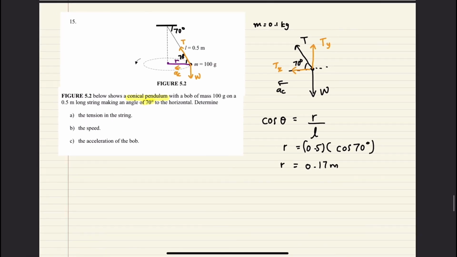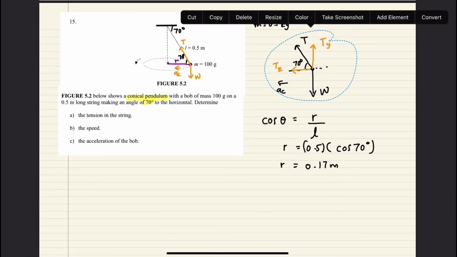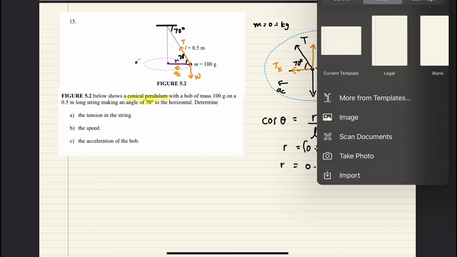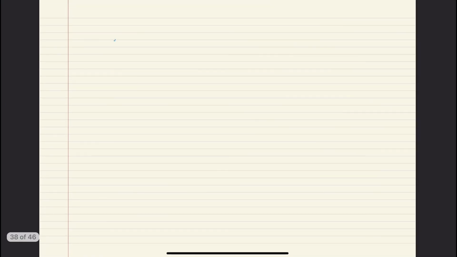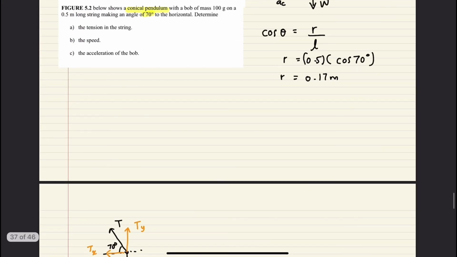So from this diagram, I'll just copy it, because I'm running out of space. The question was to find the tension, speed, and the acceleration. So they wanted to find T, V, and AC.